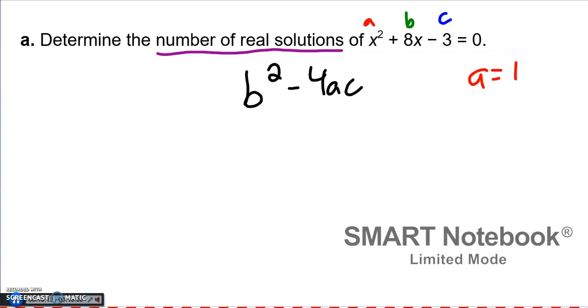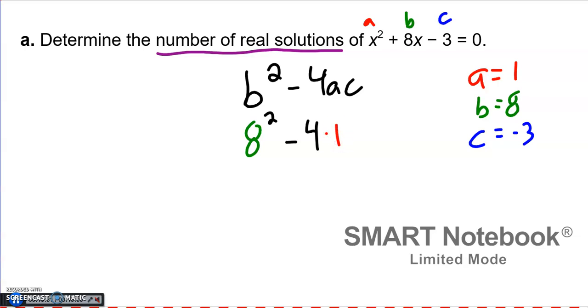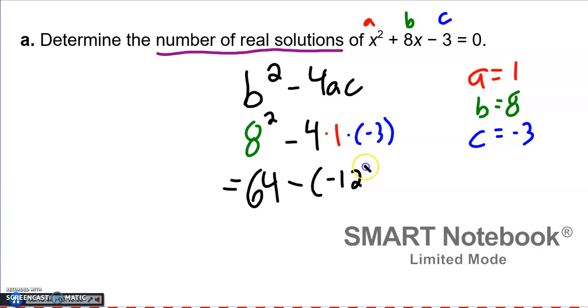A is equal to 1, b is equal to 8, c is equal to negative 3, and we're just going to plug in these values. So it's b squared, so that's 8 squared, minus 4 times a times c. We can simplify down. 8 squared is 64, minus now 4 times 1 is 4. 4 times negative 3 is negative 12. So notice how we get 64 minus negative 12, which is 76.